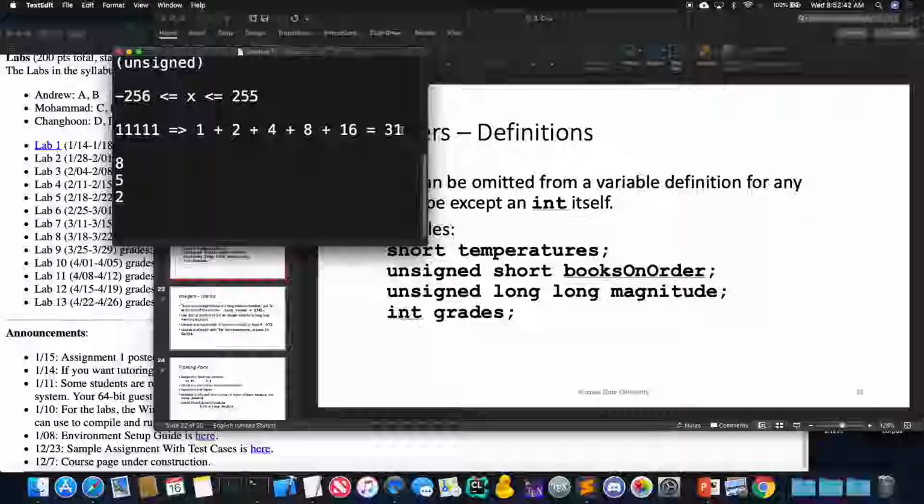So how many bits do I actually need? 6. Do 6 bits suffice? Could I actually represent 32 with 6 bits? Yeah, well, what's the binary form of 32 with 6 bits? 1, 0, 0, 0, 0, 0, right?